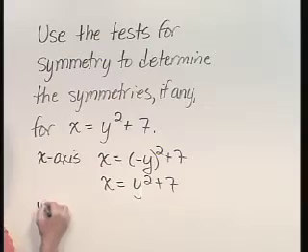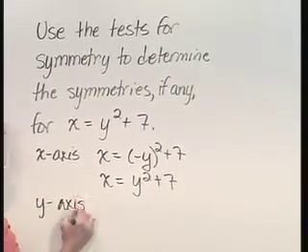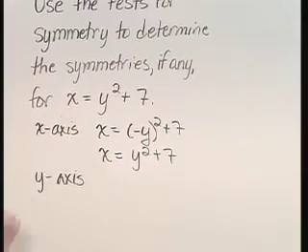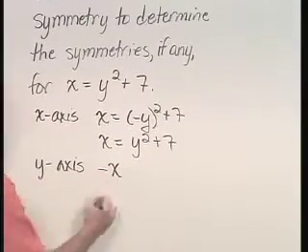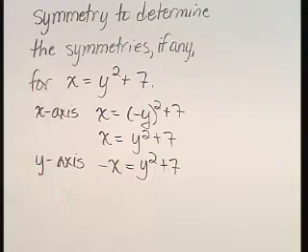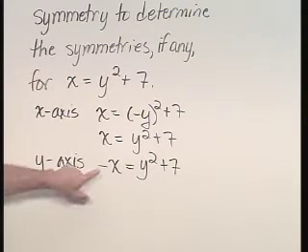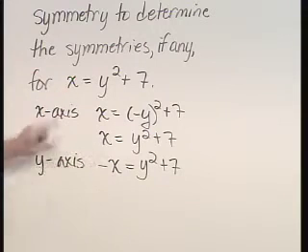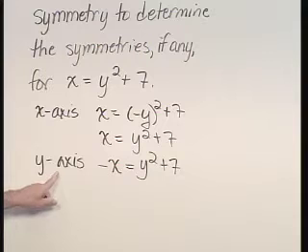Next, for the y-axis, we substitute in the opposite of x for x. So the opposite of x is equal to y squared plus 7. And simply looking at that, we see that this is not the equivalent equation to the original. So it is not symmetric with respect to the y-axis.